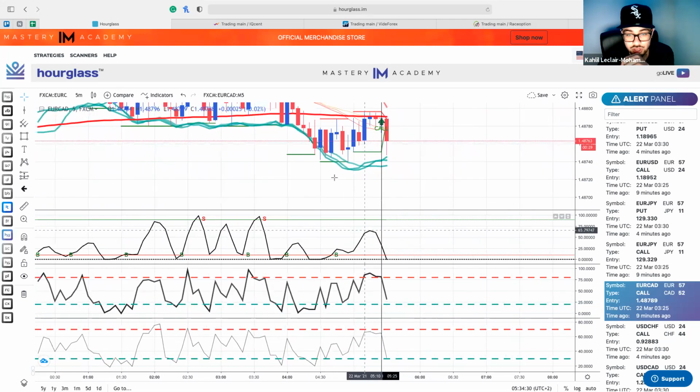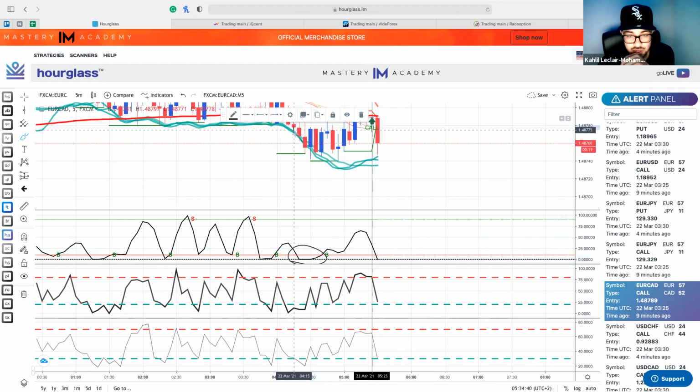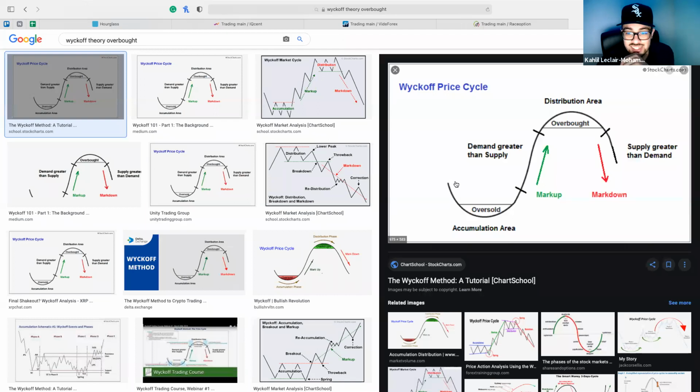Right? So let's look at this. When price is oversold, look at price. It starts to slow down. Okay? So this does not mean that you're going to buy in this area. No. You wait for price to shift in direction.